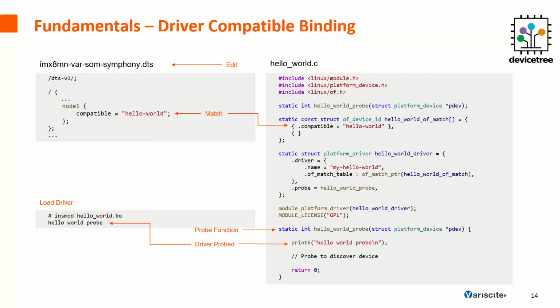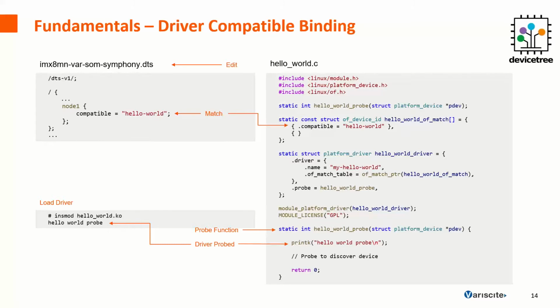On the right is an example of a platform driver. We configure this platform driver to match the hello world compatible string. So this driver here is basically just a bare bones driver used to demonstrate how we can bind a device node to a device driver. As you can see again, we match the compatible string with hello world.